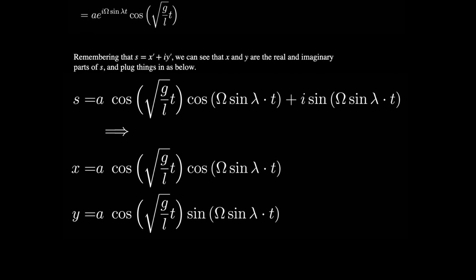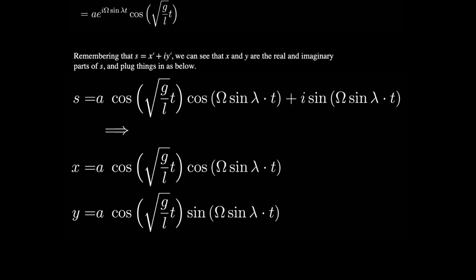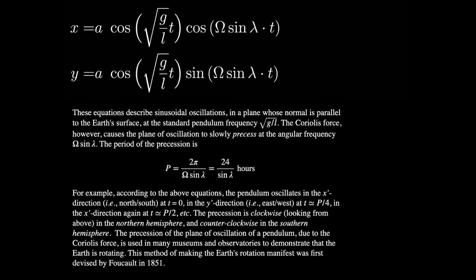So x is equal to the cosine part and y is equal to the sine part. And now we see that they're nearly identical. So these two equations describe sinusoidal oscillations in a plane that's normal to the Earth's surface, and whose plane is always up and down with respect to the Earth's surface, and has a standard pendulum frequency of the square root of g over L. That's the normal pendulum frequency that you'd get if you were to ignore everything about the Coriolis effect. That's what you'd get if you did this entire analysis.